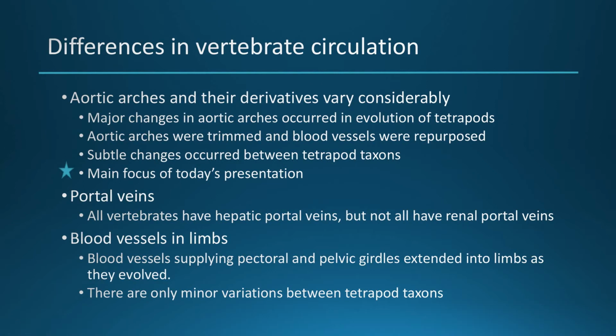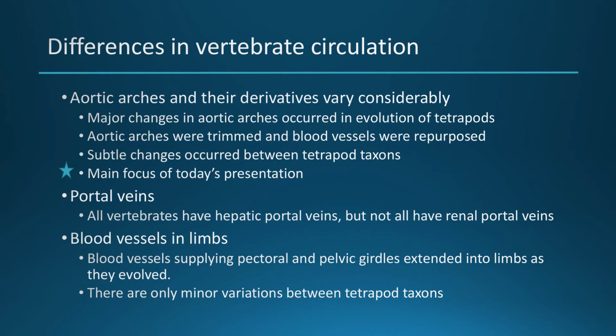The arches, those branchial arteries, are referred to as aortic arches. And the number of arches and how they connect and what they become varies considerably through evolution. So there are major changes in the aortic arches during evolution, particularly from aquatic to terrestrial organisms. There's a lot that happens when we have to start breathing air.